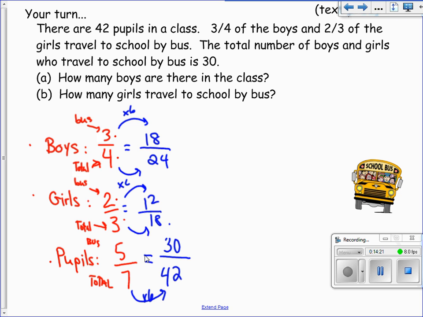We can answer the question, how many boys are there in the class? Liam? There are 24 boys in the class. Total boys, right there. How many girls travel to school by bus? Caitlin? 12. 12 girls on the bus, right there. Both those answers should be in sentences. That's the end of the class.